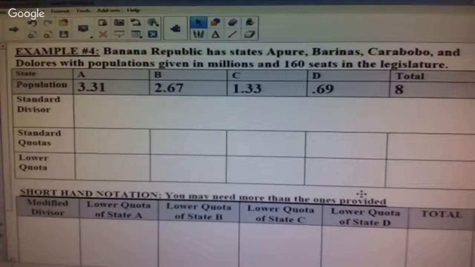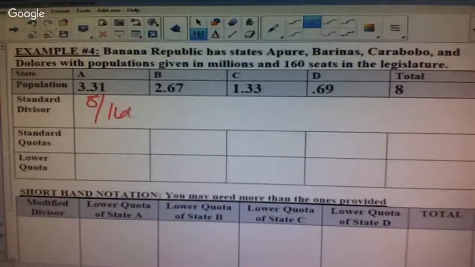Okay, before we get started here, we need to get a standard divisor first. So 8 divided by what will give me my standard divisor? 160. 8 divided by 160 will tell me where I need to start. So 8 divided by 160 gives me 0.05. So in your table, to start getting your standard quotas, you would plug in 0.05.